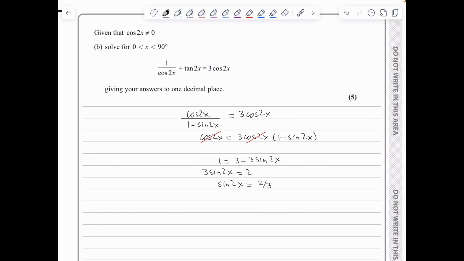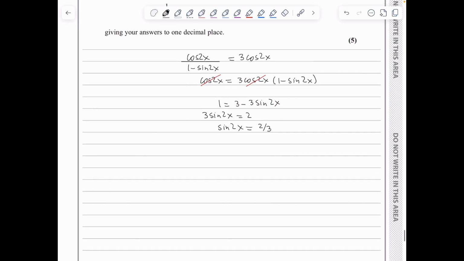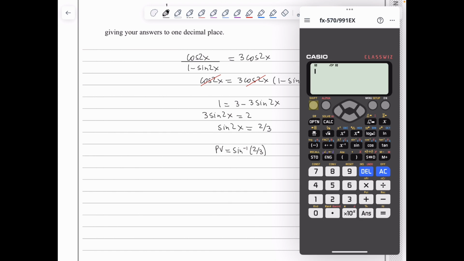It's time to proceed in finding the principal value. So my PV will be shift sine of 2 over 3. So if I go on my calculator, I'm going to do shift sine of 2 over 3, and this gives an answer of 41.81... So let me write this here, 41.81... and I will store this on A to maintain full accuracy.